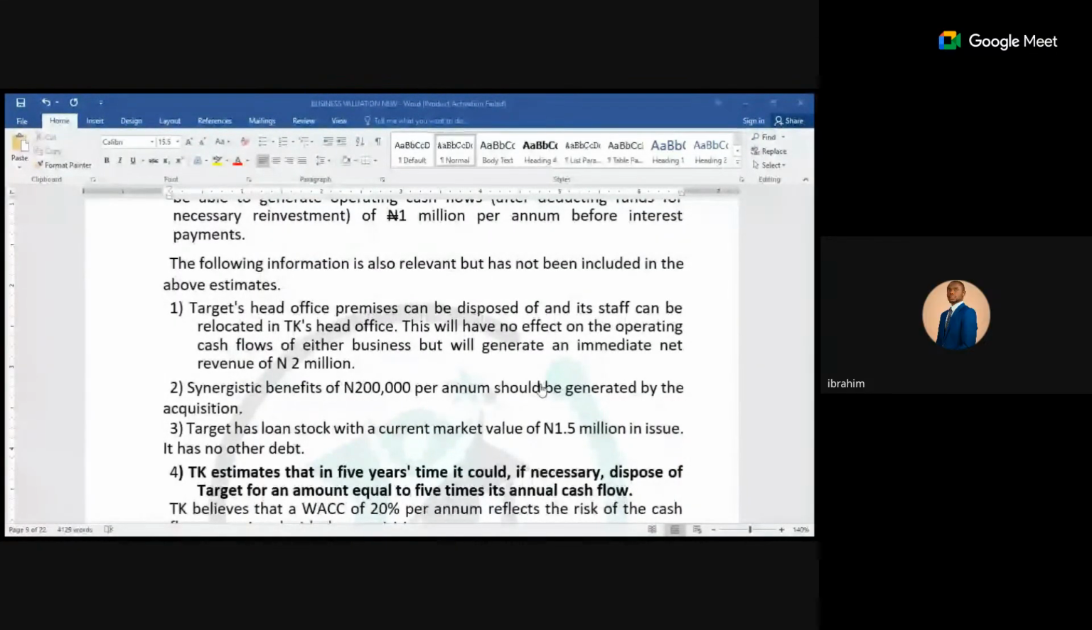Right? It's immediate. It is not at year 1. It is not at year 5. It is at year 0, because it is immediate and we will not even start anything at all. It is immediate.